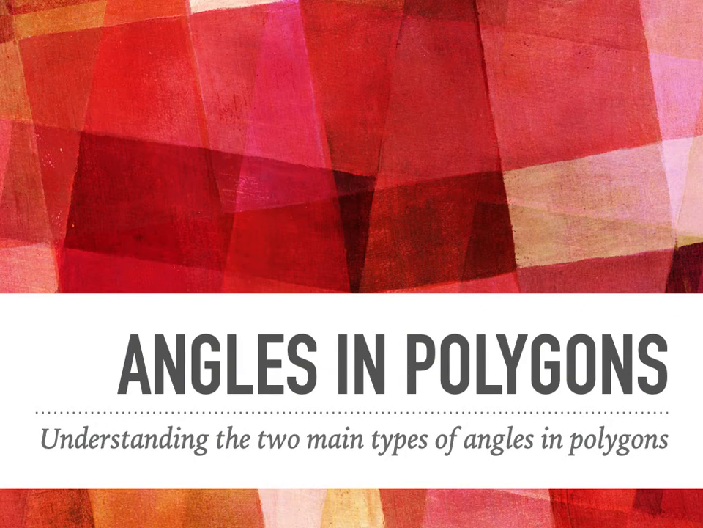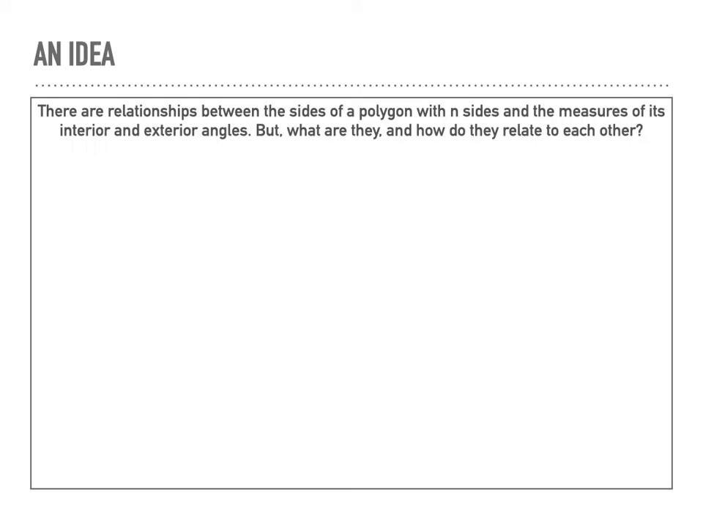Today we'll be discussing angles and polygons, specifically the two main types. As usual, let's start off with an idea. Now, there are relationships between the sides of a polygon with n sides and the measures of its interior and exterior angles. But what is the similarity and how do they relate to each other?